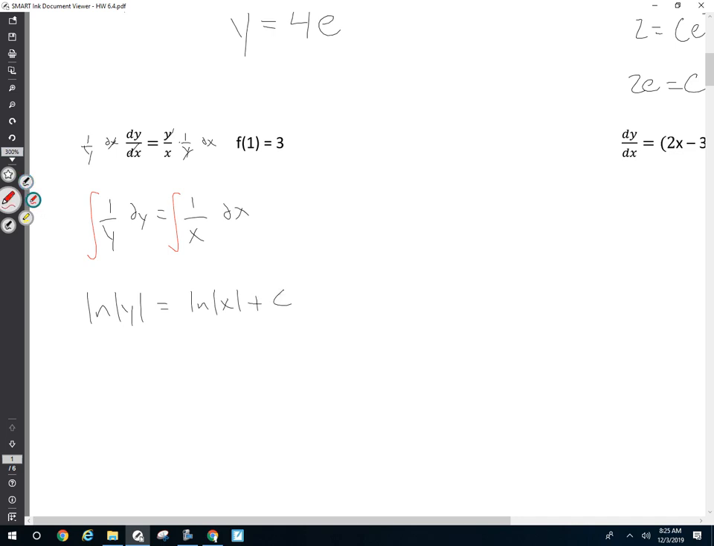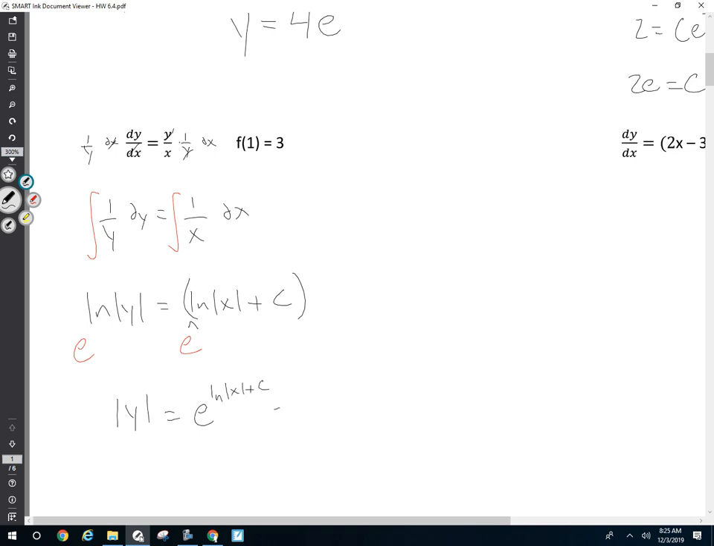Now, here's where it's tricky. If I took e to the power of both sides, now on the left side, yes, the log will go away. You just have absolute y. But on the right side, it is not absolute x plus c. This is wrong, because you are taking the entire side to the power of e, which means you would have to write it as e to the log absolute x plus c.